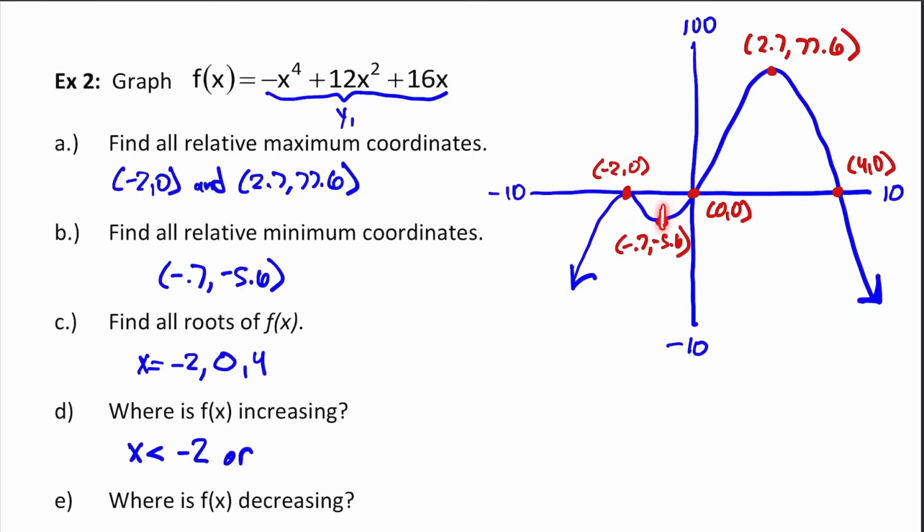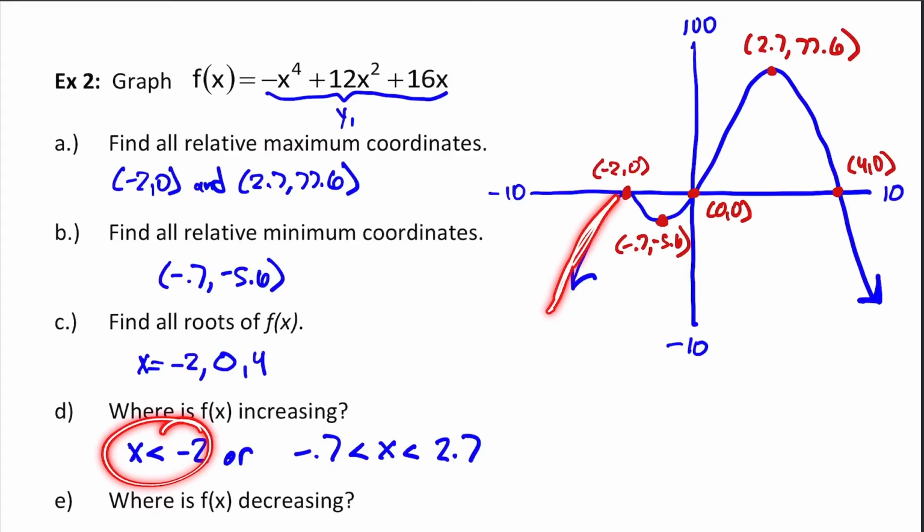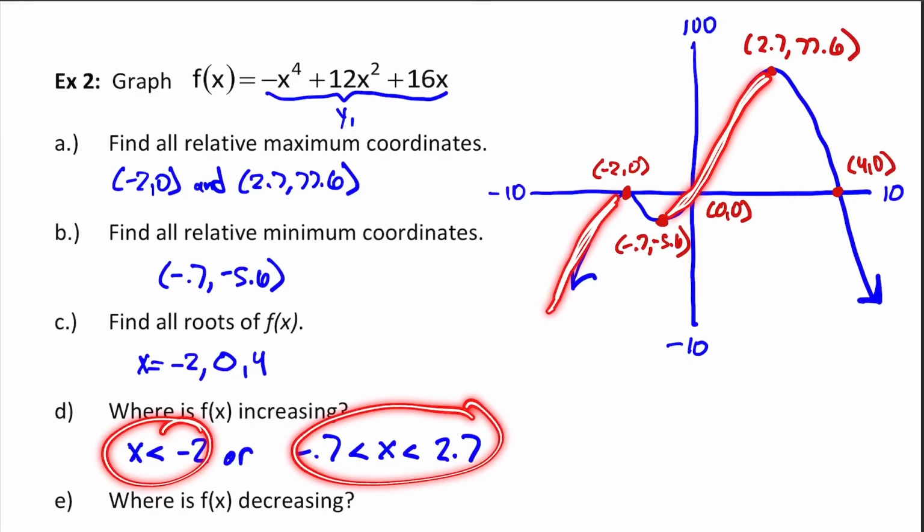That x value right there is my negative 0.7. That x value right there is my 2.7. So now I need to describe an interval between those two. So that's going to be negative 0.7 is less than x is less than 2.7. This interval here represents that piece that's increasing, and this interval here represents that piece that's increasing. I got it covered.